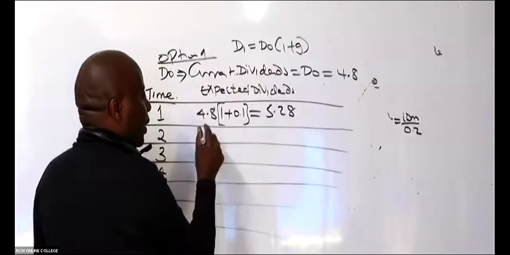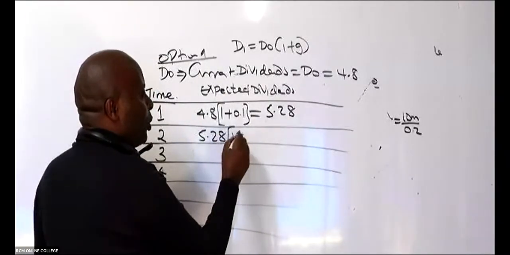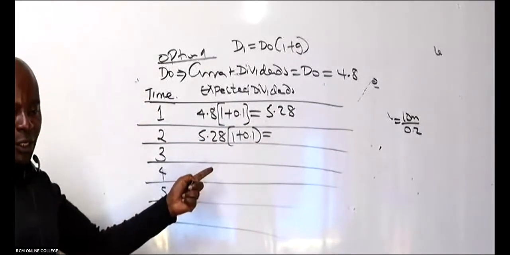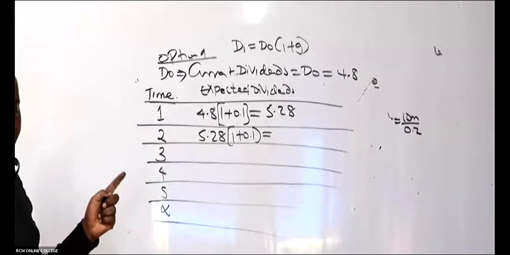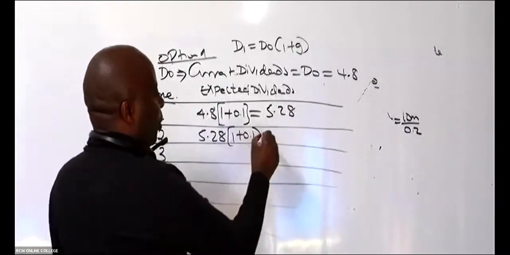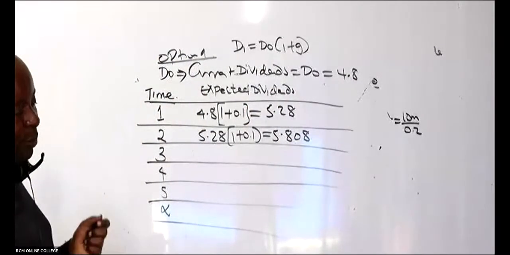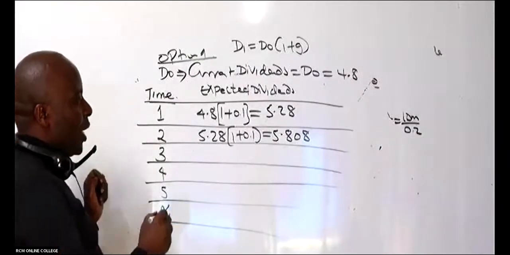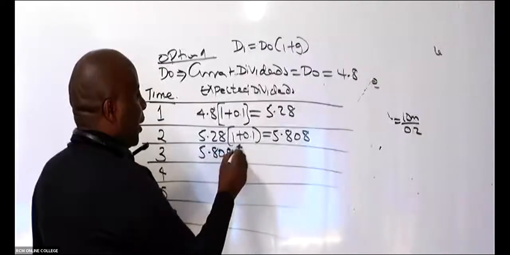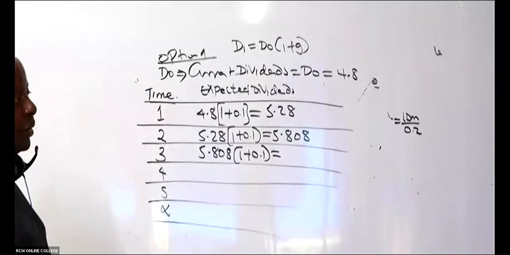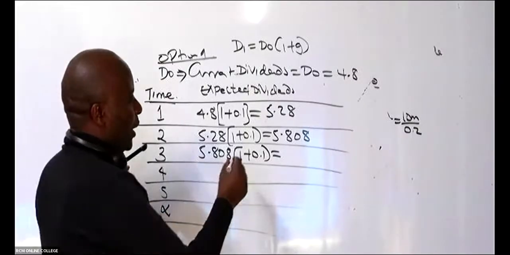So we have 5.28. We shall pick this and multiply it by 1 plus 0.1, because the 0.1 is constant for the next 3 years. Let's put 3 decimal places. So then we have 5.808, and this is the last year for 0.1. Pius is giving me 6.388.